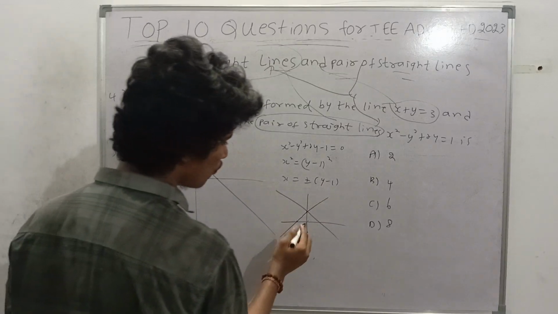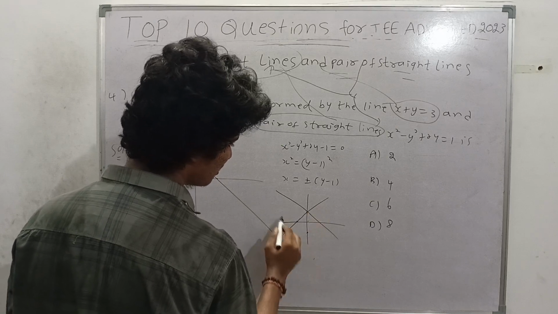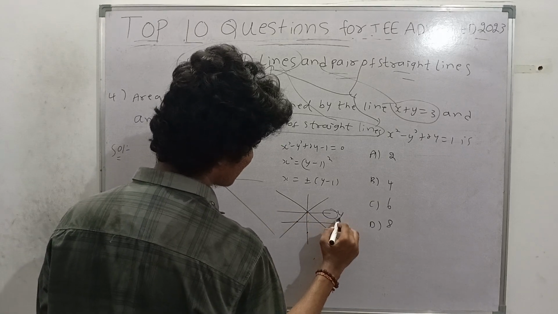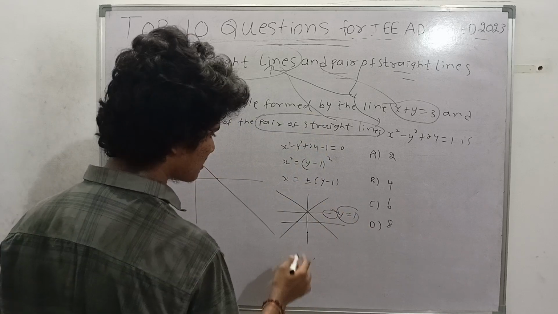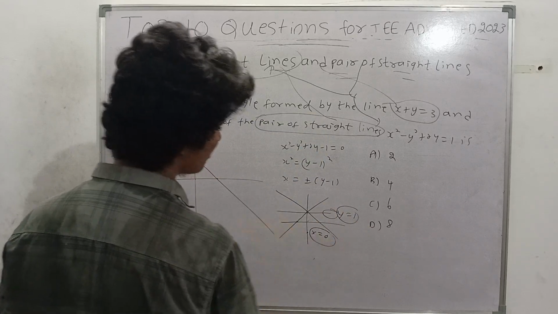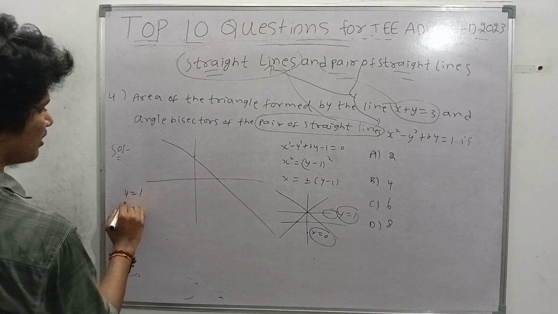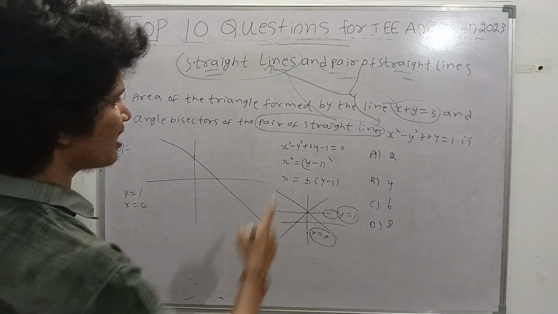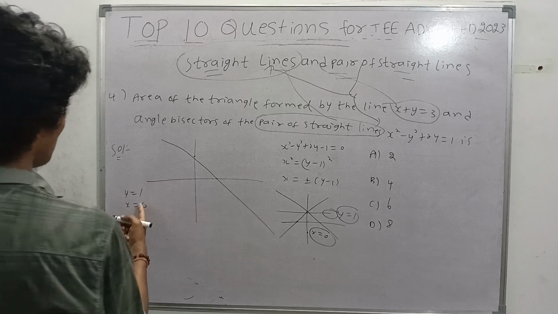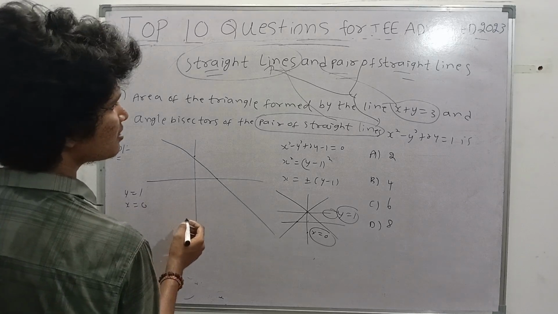It is like this. So what are the angular bisectors for this equation? For this equation, one angular bisector is y equal to 1, and another angular bisector is x equal to 0. So y equal to 1 and x equal to 0 are the angular bisectors. And the given line is x plus y equal to 3.